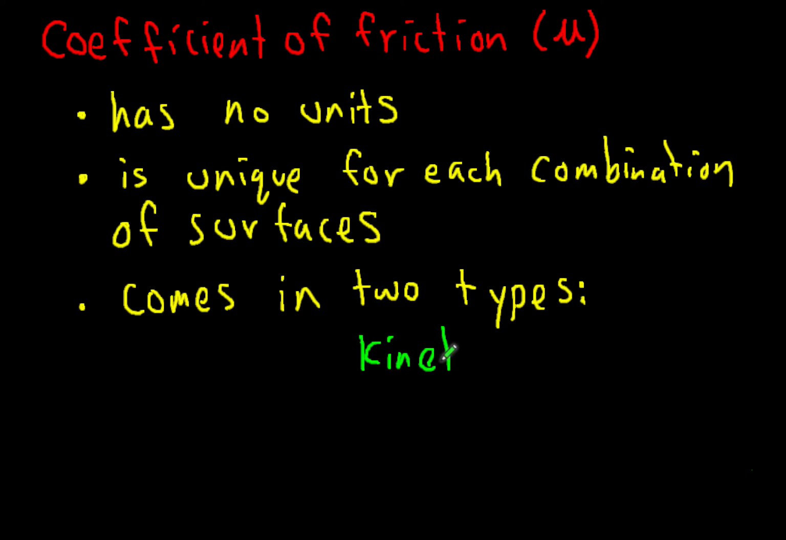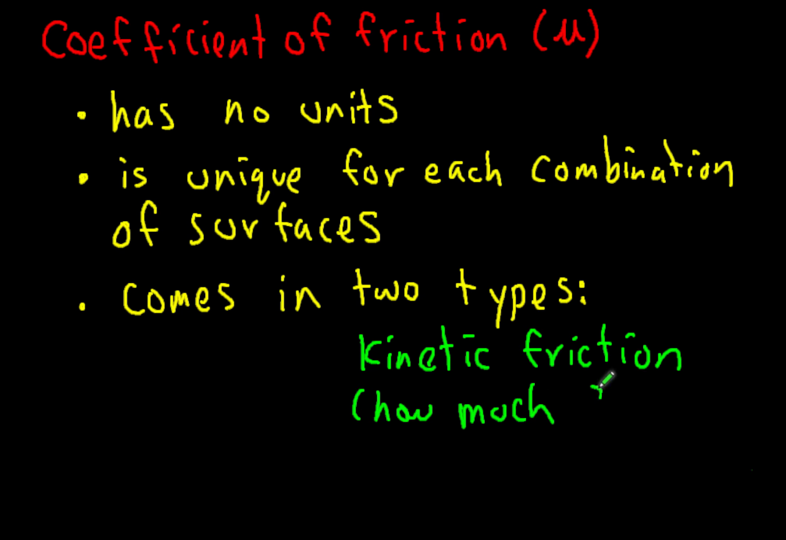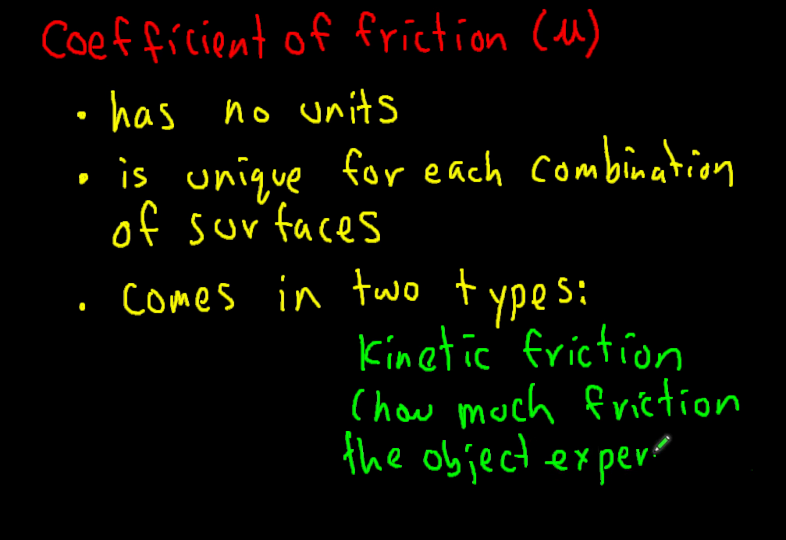The other type of friction is kinetic friction. This is the friction an object experiences when it's already moving. It's how much friction the object experiences while moving.